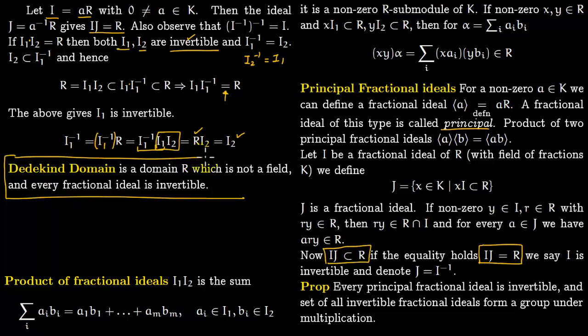Now we come to the definition of a Dedekind domain. A Dedekind domain is a domain R which is not a field, and every fractional ideal is invertible. Again, a Dedekind domain is a domain R which is not a field, and every fractional ideal is invertible. In the next lecture we will show how this definition is equivalent to the definition we have given before, that is, Dedekind is Noetherian, normal, that is integrally closed, and of dimension 1, that is every prime ideal is maximal.